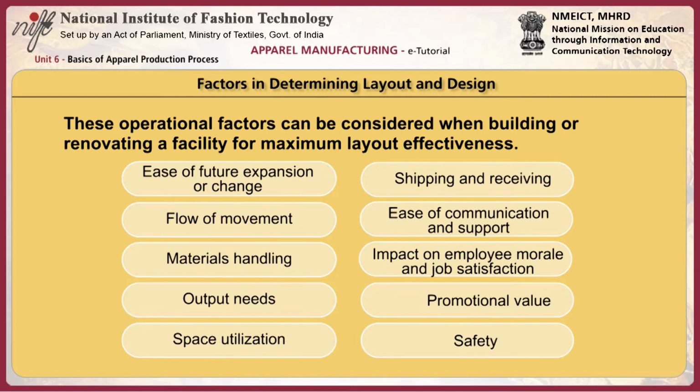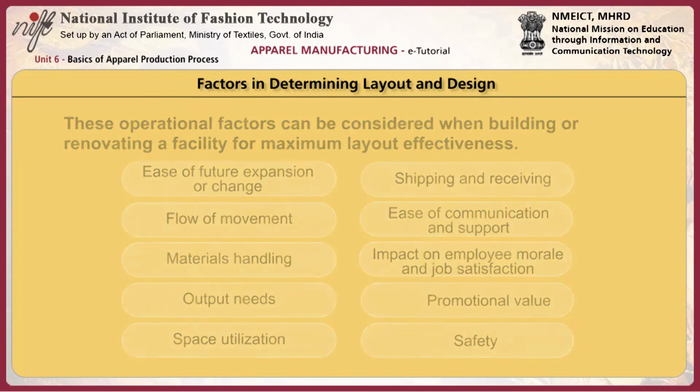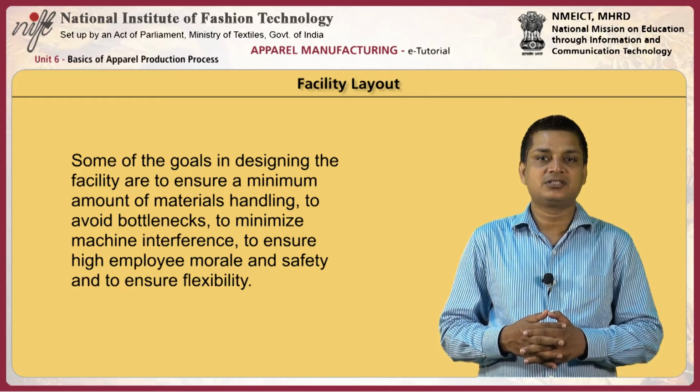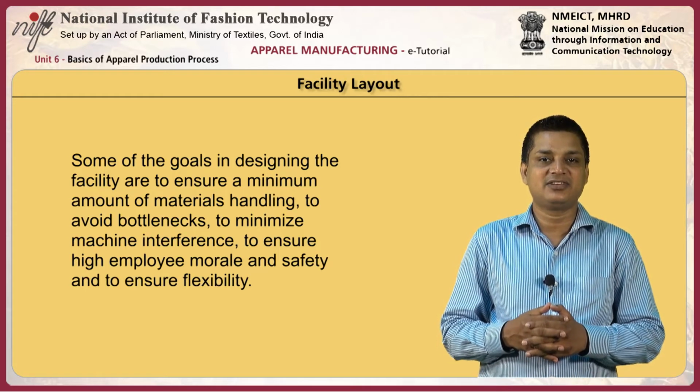Small business owners need to consider many operational factors when building or renovating a facility for maximum layout effectiveness. These criteria include the following: ease of future expansion or change, flow of movement, material handling, output needs, space utilization, shipping and receiving, ease of communication and support, impact on employee morale and job satisfaction, promotional values and safety. Facility layout must be considered very carefully because we do not want to constantly redesign the facility.